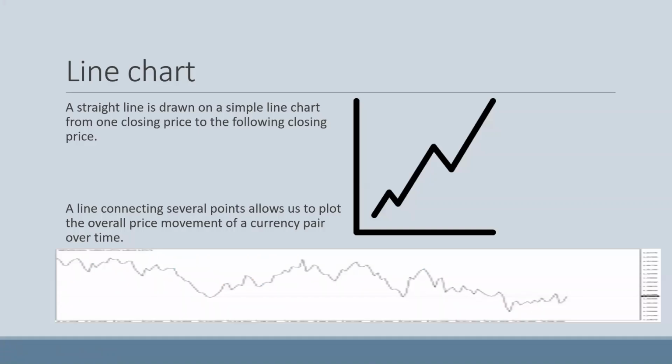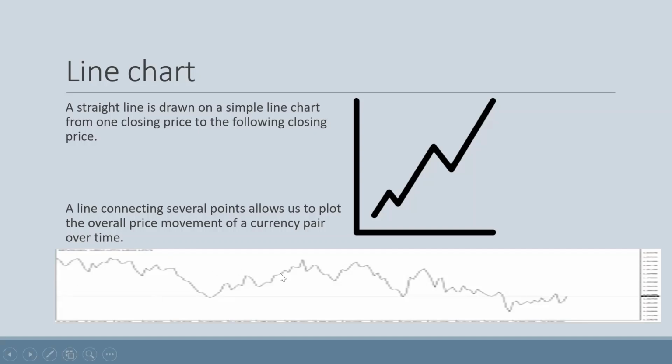It does not give you the opening price. It does not give you the highest price that happened during that time frame. It does not give you the lowest price that happened during that time frame. It just gives you the closing price. Now, the good thing about this line chart is that because it gives you just the closing price, it helps to detect the overall movement of a currency pair. So all you can detect through the line chart is that this market is going up, or this market is going down, or this market is just on a straight line. That's the highest that you can detect with a line chart.